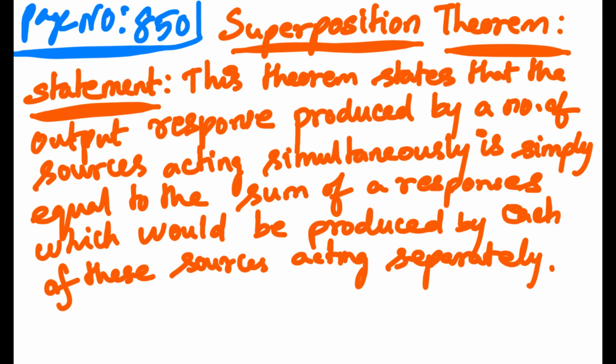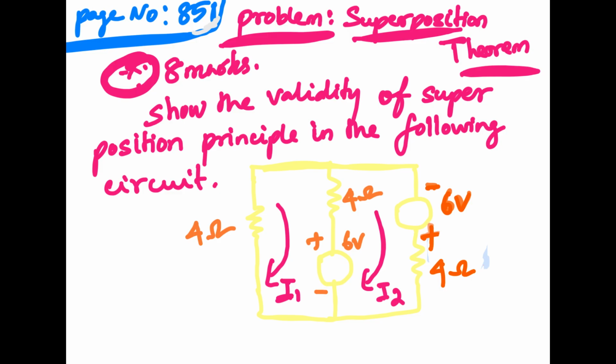Superposition theorem statement. This theorem states that the output response produced by a number of sources acting simultaneously is simply equal to the sum of the responses which would be produced by each of the sources acting separately. That is an important point, kindly note. That is a very important point.